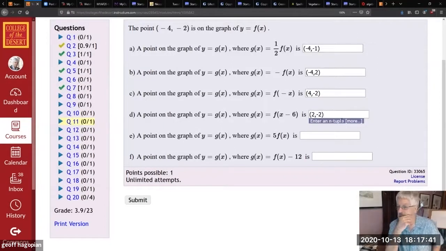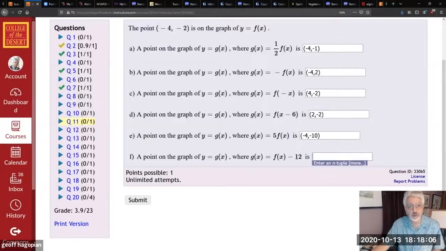Does that make sense? All right. So here we're stretching the output by a factor of 5. So if the input -4 previously was mapped to 2, now it'll be mapped to -10. All right. And here we're subtracting 12 from the output. So if the input -4 was mapped to -2, now it's going to be mapped to -14, right? 12 less than -2.